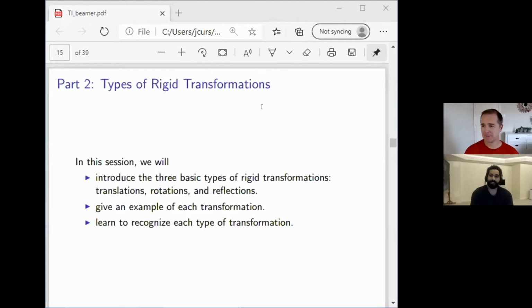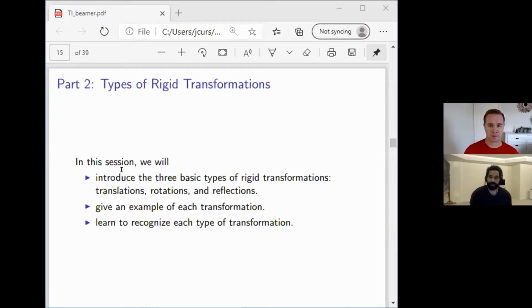Yeah, absolutely. Okay, so in this session, the main thing we want to do is formally introduce 3 basic types of rigid transformations. If you were with us for the last session, you know that we've already talked about these things a little bit informally: translations, rotations, reflections. But we really want to dig into each of these different types and look at their unique properties. We're going to look at an example of each, and we're going to try to learn how to recognize each type of these transformations.